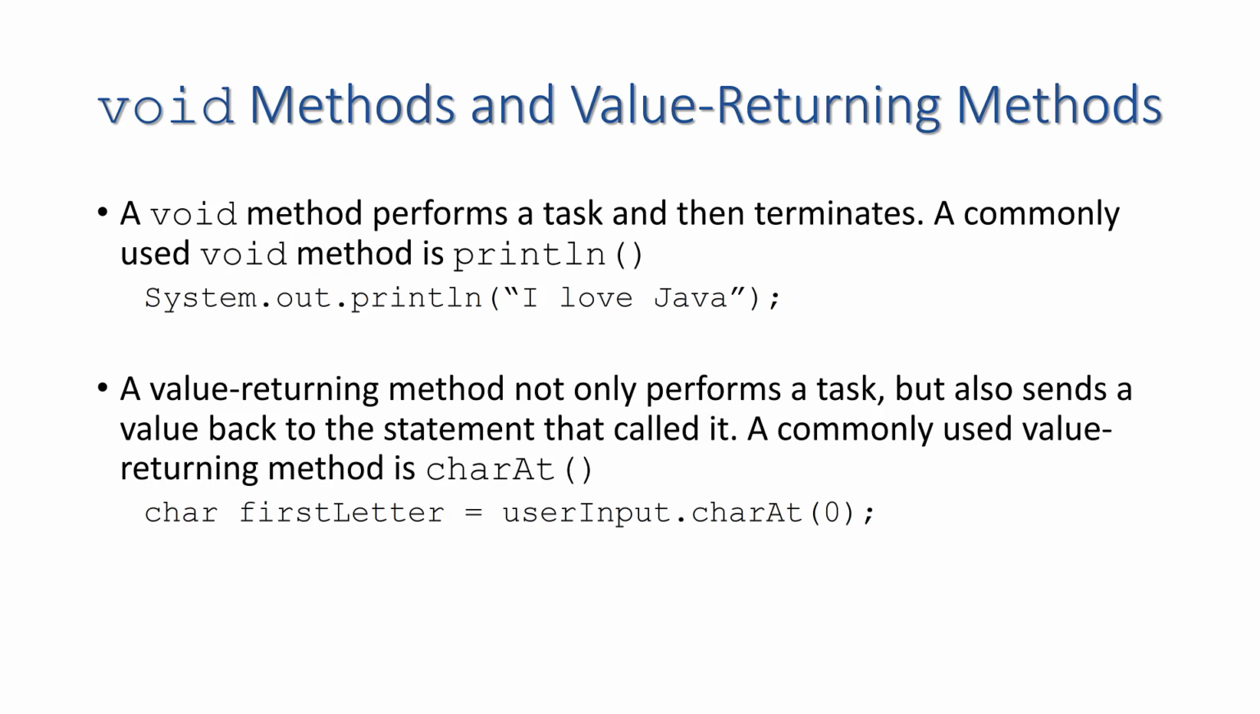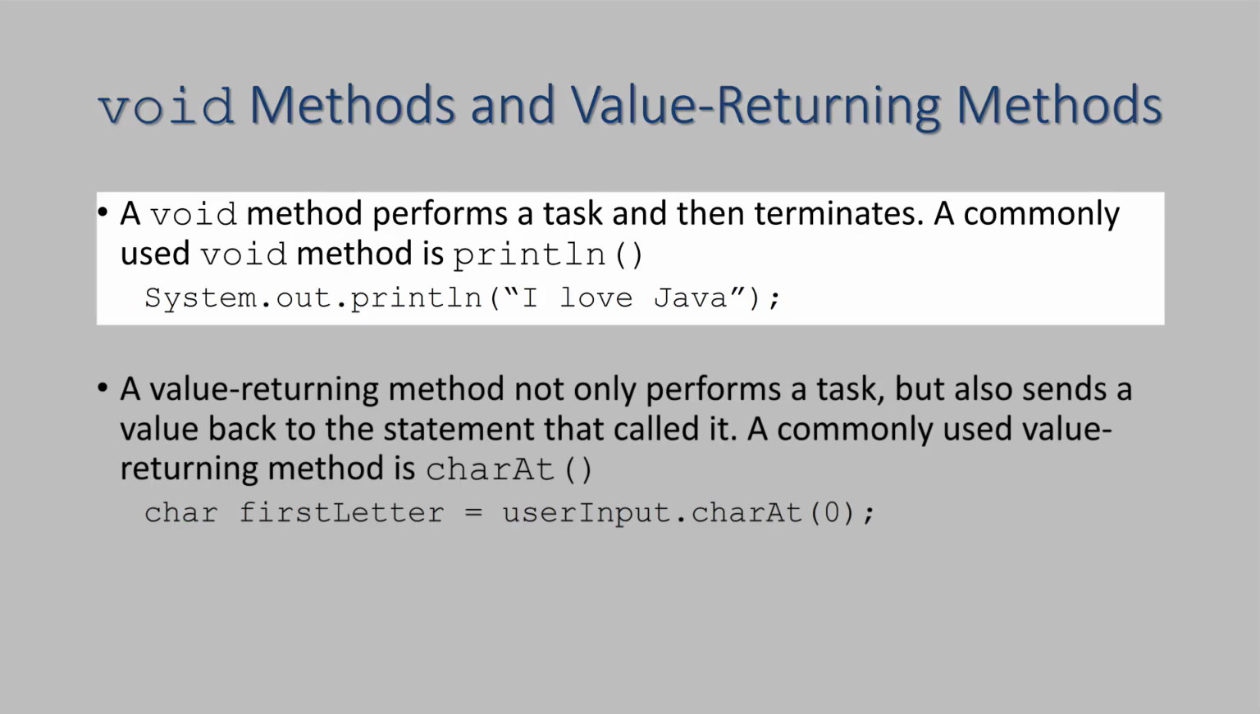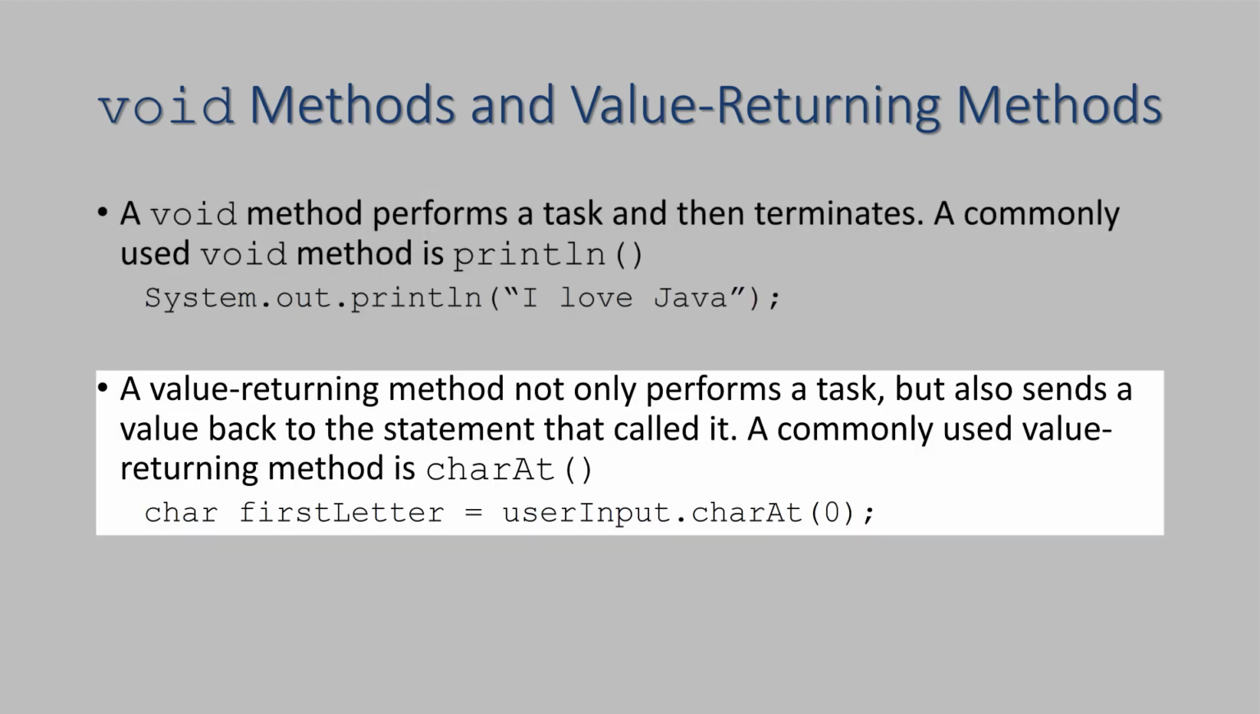There are two types of methods, void methods and value returning methods. A void method performs a task and then terminates. A frequently used void method is the println method. A value returning method not only performs a task, but also sends a value back to the statement that called the method. A value returning method that we have used is the charAt method. An index is passed into the charAt method, and it returns the character at the specified index.